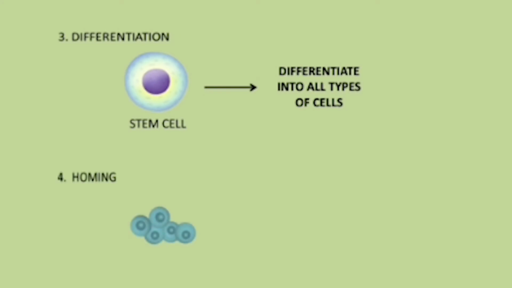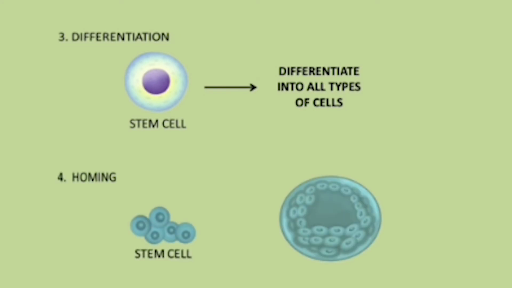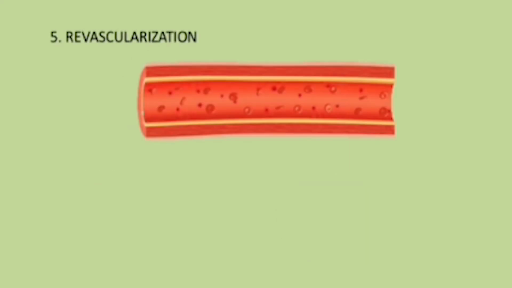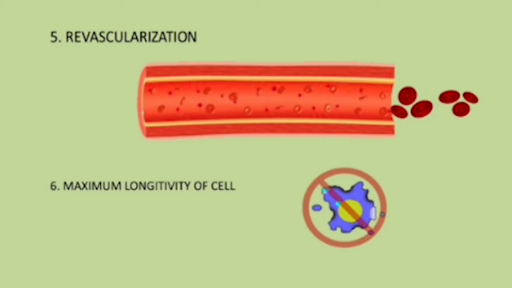Homing. Stem cells know where and how to migrate to the target sites efficiently. Transplanted hematopoietic stem cells will migrate to the target niche by responding to the gradients of chemoattractants. Revascularization. Stem cell will effectively increase the flow of blood in blood vessels. Stem cells can maximize cell longevity with efficient removal and processing of dead cells.